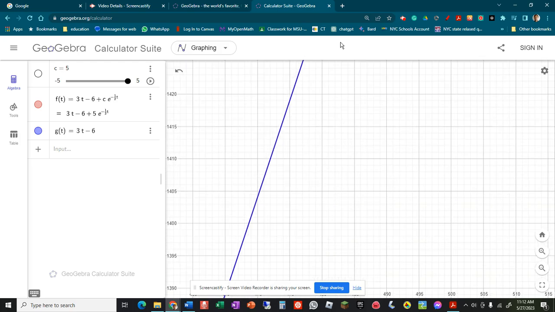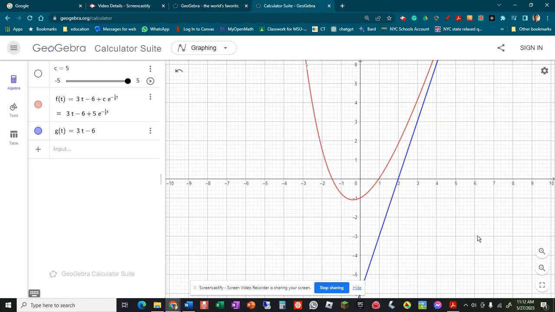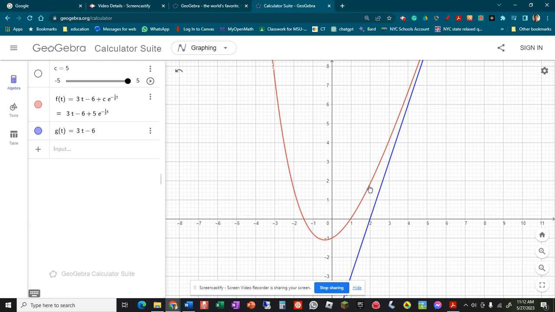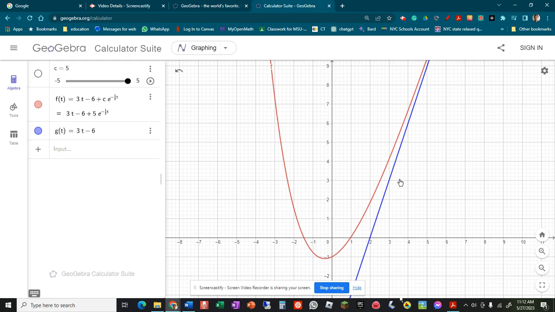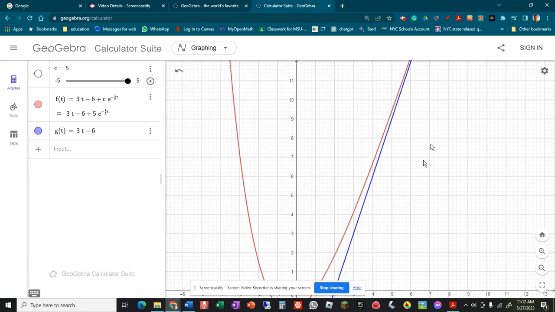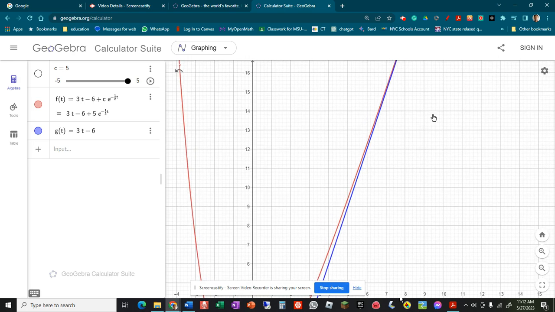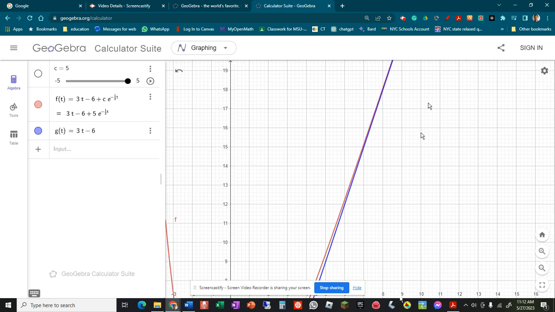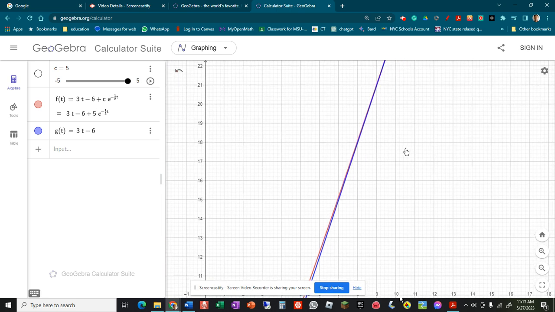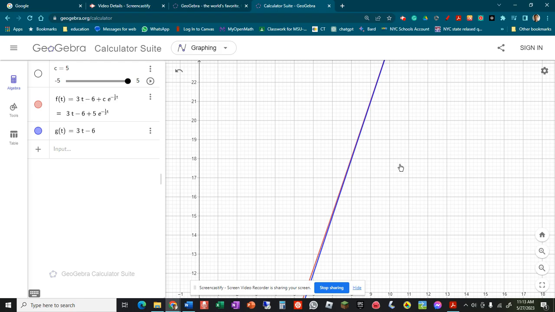Okay. Now if I go here, in the beginning there's a big difference. But as t approaches infinity, they're getting closer and closer. At some point they are literally on top of each other. Okay, the error is very small. And always remember, you can do it.